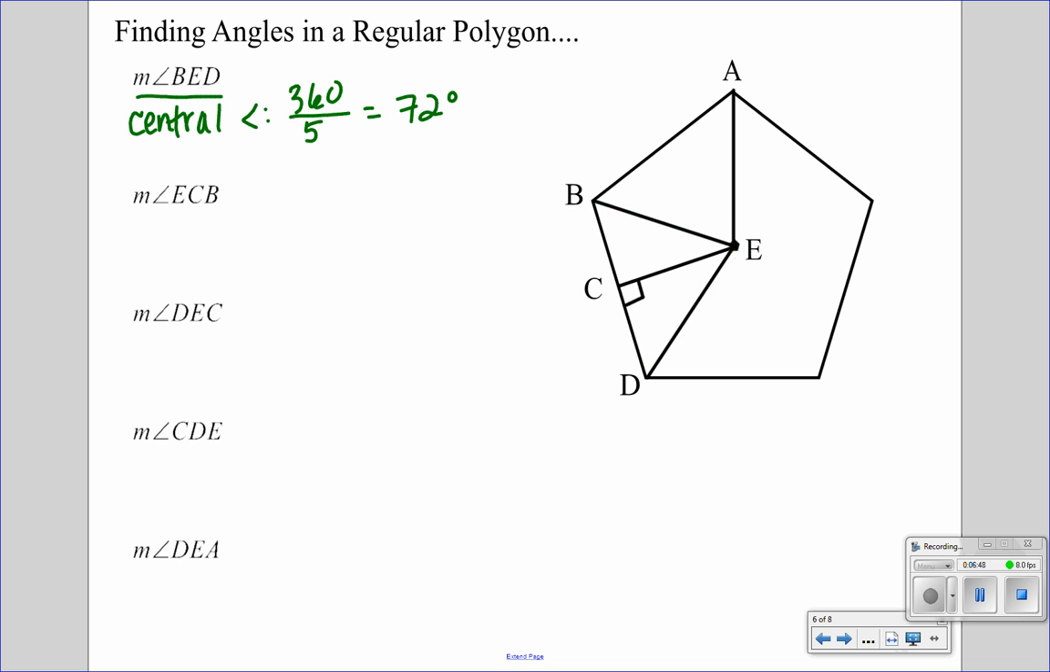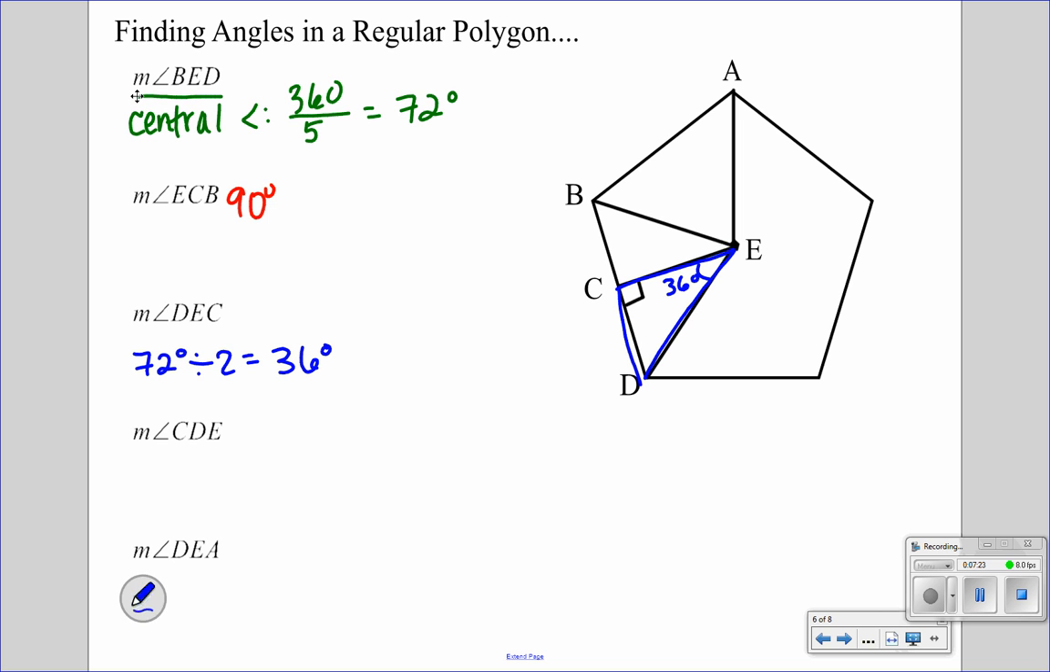Let's look at our next one. We're looking for ECB. We're looking for that angle. Well, since there's a 90-degree angle right next to it, we also know that this is 90 degrees. So that one was real quick and easy. All right, we're going to find our next one, DEC. Well, we know that that's half of the central angle, and the central angle is 72 degrees, so we divide by 2, and we get 36 degrees for that piece.